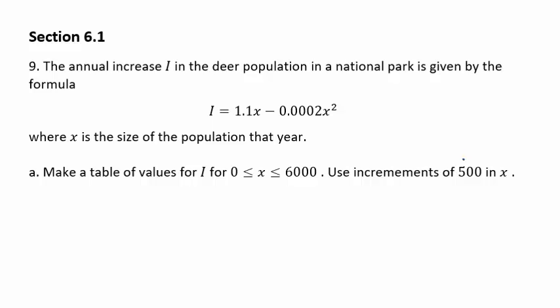Let's take a look at number 9 from section 6.1. The annual increase I in the deer population in a national park is given by the formula I equals 1.1x minus 0.0002 x squared, where x is the size of the population that year. The first thing we want to do is make a table of values for x between 0 and 6,000 inclusive. Use increments of 500 in x.